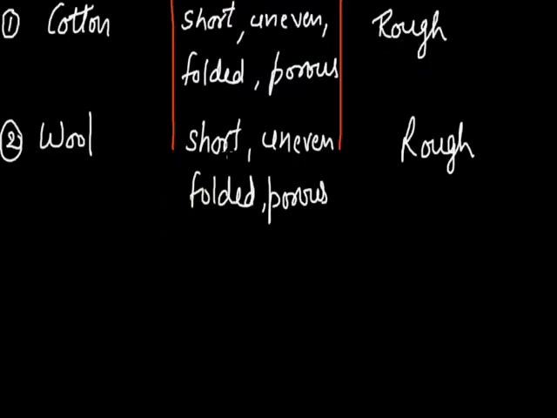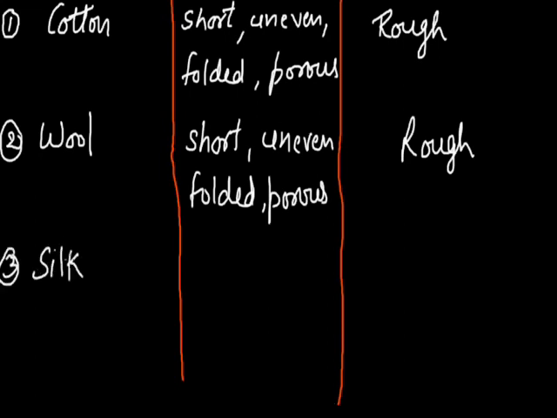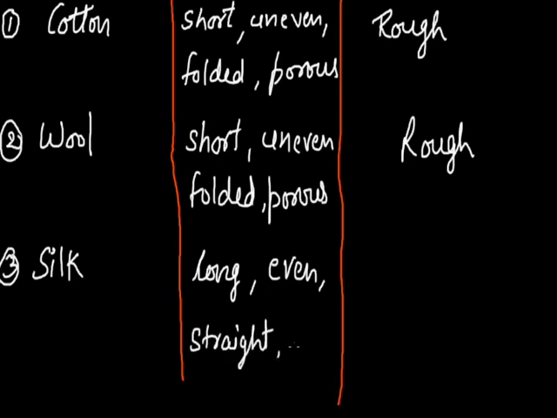Now we increase the line. Now for the third fiber, that is silk fiber. When we observe silk fiber through a microscope or magnifying glass, we observe that it is very long, just opposite to short; even, just opposite to uneven; straight, not folded, just opposite to folded; and a very fine structure. So we can say that it is very smooth to touch. So silk fiber is also very smooth to touch.